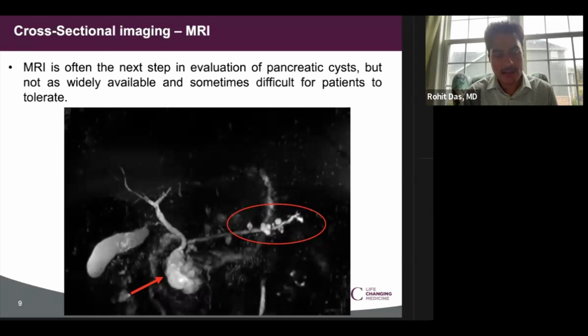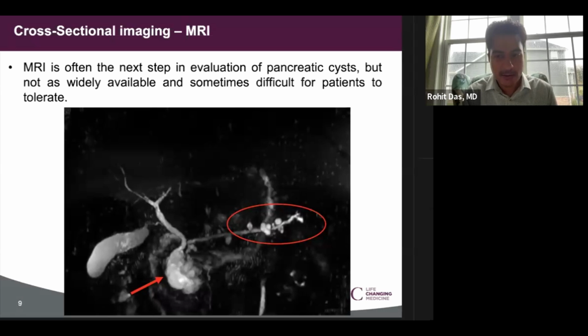And MRI is harder to tolerate for a lot of patients, mainly due to claustrophobia. And so as a consequence of that, the quality of MRI may not be as good. But that being said, my patient did undergo a pretty good quality MRI. This is actually an MRCP image, basically an MRI reconstruction of the biliary tree and the pancreatic duct. And I've highlighted the main abnormalities of note here.